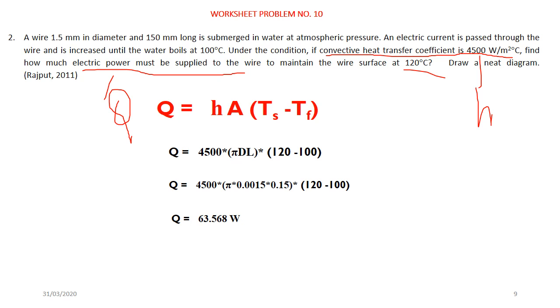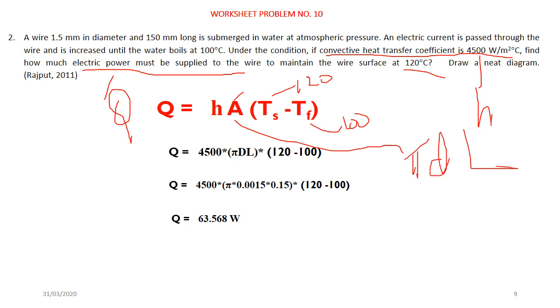The wire temperature is given as 120, and the fluid temperature is given as 100. The area is the area of the wire. What is the area of the wire? It is pi d L, pi multiplied by the diameter of the wire and the length. I have to convert them to meters. So substitute here: the diameter converted to meters, the length converted to meters, pi is a constant, and h is given as 4500. Substitute 120 and 100, and we get the answer 63.5 watts.